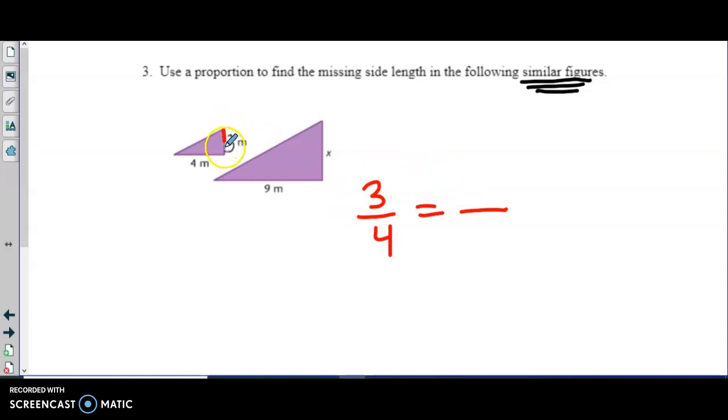So if I used 3 first, I need to look at my other triangle and pick the corresponding side, which would be x. And then on the bottom, I did 4 on the bottom, so I need to make sure that I pick the corresponding side, which would be 9.